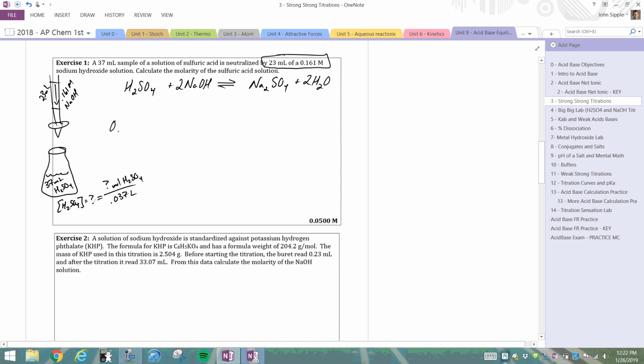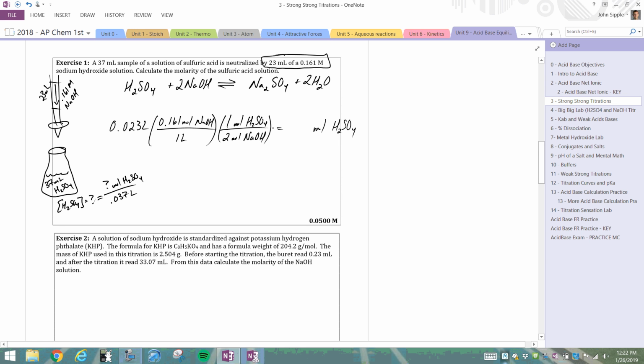We know we have 0.023 liters of 0.161 molar sodium hydroxide, NaOH. So that's 0.161 moles per 1 liter. And we just need to find the moles of H2SO4. So all we have to do is use the mole ratio. We know there are 2 moles of sodium hydroxide for every 1 mole of H2SO4.